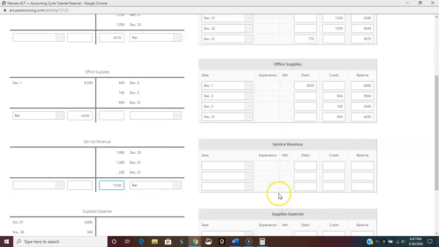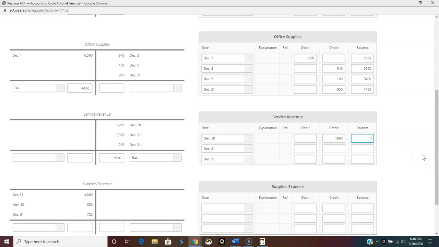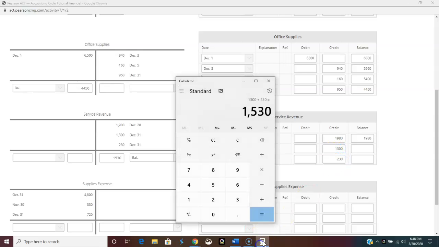And then here we're just going to plug them in. December 28th, December 31st, and 31st. Here we've got a credit of 1980. So the balance is, stop that, 1980. It never listens to me either. 1,300. I'm going to plug the 230 in, and then, because I'm being lazy.